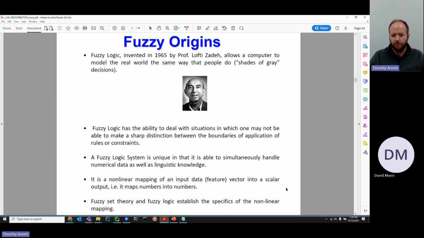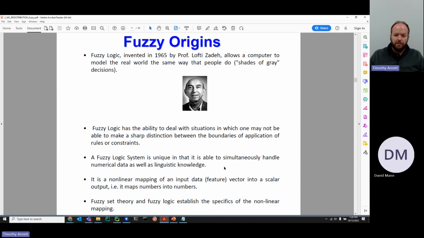So I've already mentioned this, but let's go through some of the origins of fuzzy. Fuzzy logic was invented in the mid-60s by Professor Lotfi Zadeh. He was at Cal Berkeley at the time. It allows computers to model the real world in the same way that people do in terms of shades of gray, or being able to blur the lines between different concepts. That was really the driving factor behind his developing of it. It has the ability to deal with situations in which one may not be able to make a sharp distinction between the boundaries of application of rules or constraints.